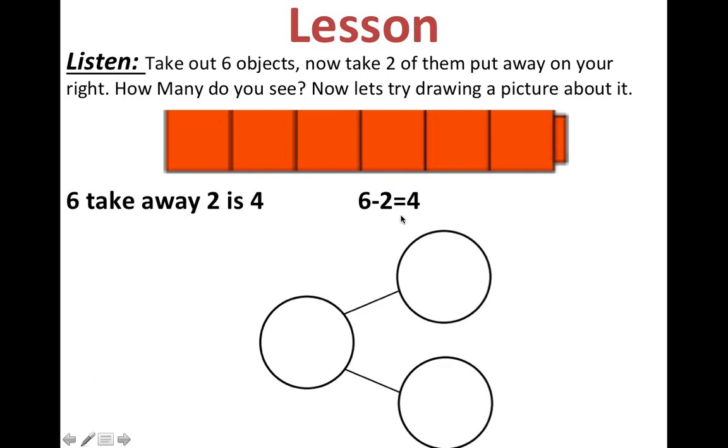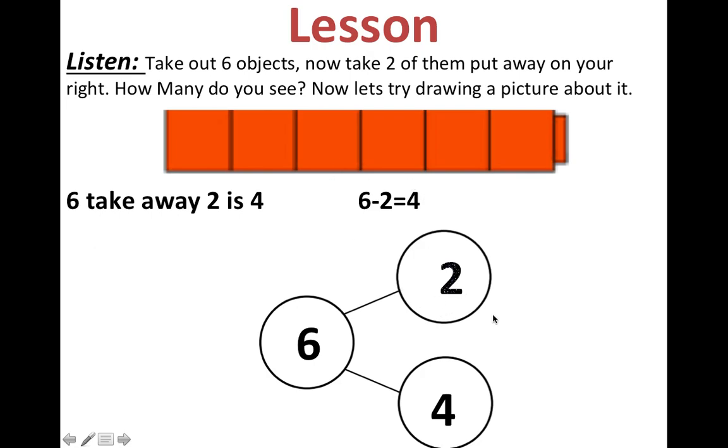So let's look at our number sentence here. We have 4 as the answer, so I'm going to put 4, and then I have 6. So I know one of the parts is 4, and my whole is 6. So now the other part is 2. Remember, 4 and 2 makes 6.